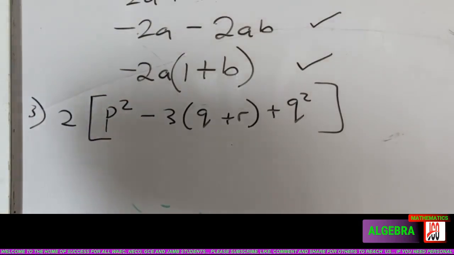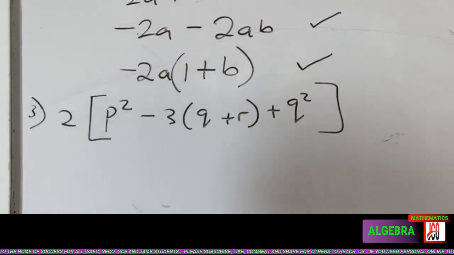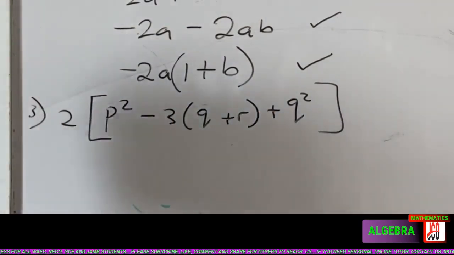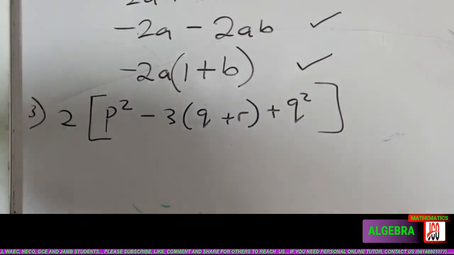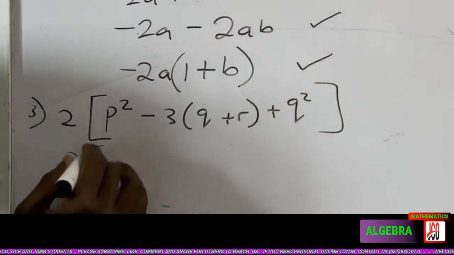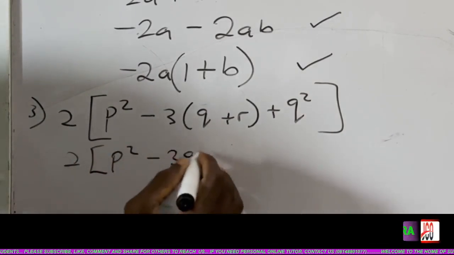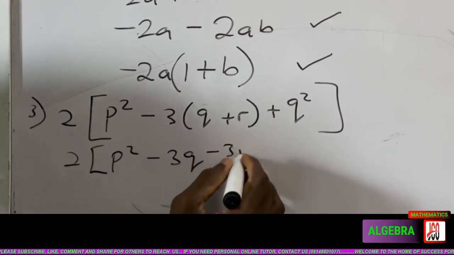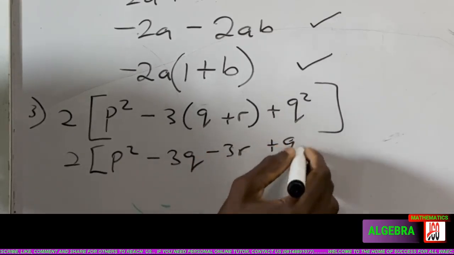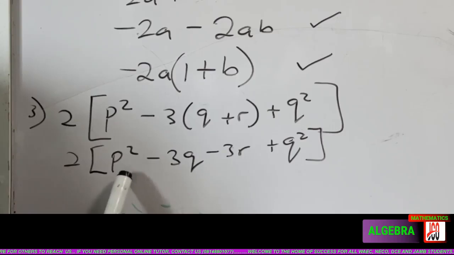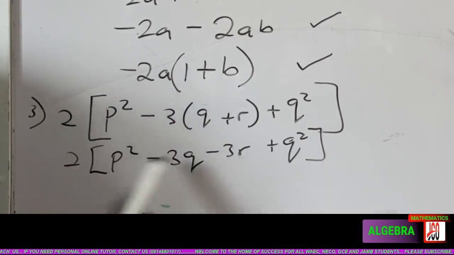So watch it now. The 2 is outside the bigger bracket, which means the 2 is supposed to multiply everybody inside the bracket. But then we're going to try to deal with the smaller bracket first. So I have 2, open my bigger bracket, p square minus 3 times q gives me minus 3q, minus 3 times r gives me minus 3r, then plus q square. At this point, if you look at the inner bracket, nobody's like them. This is p square, no other p square. Q, no other q. R, no other r. Q square, no other q square.